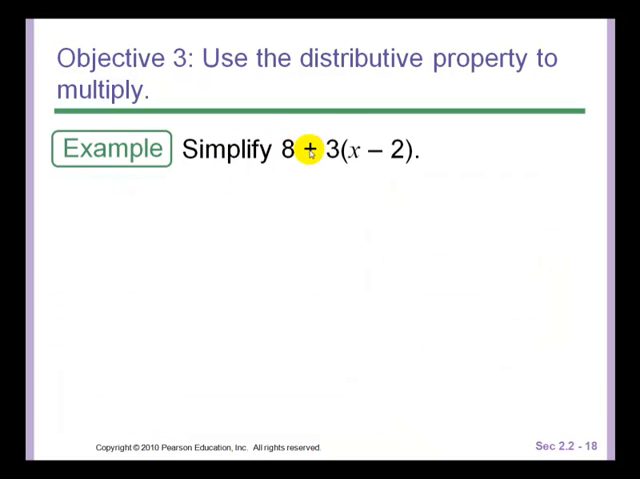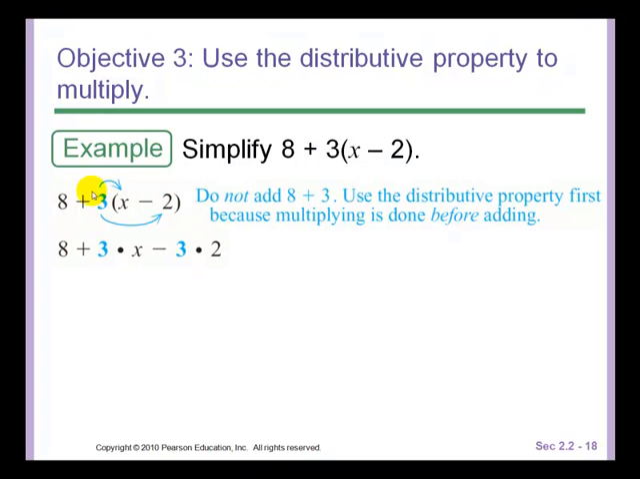Simplify 8 plus 3(x minus 2). Remember from order of operations that this multiplication, that's between the 3 and the parentheses here, must happen before you add. So first you need to distribute the 3. Again, do not add the 8 plus 3. Order of operations says multiply first. So distribute the 3. In this case, we will just rewrite this as 3x and do this multiplication. So you have 8 plus 3x minus 6.